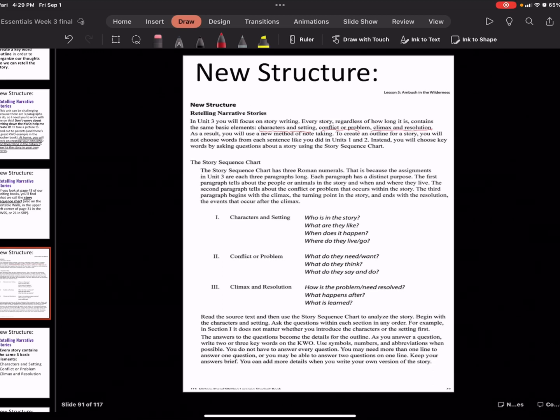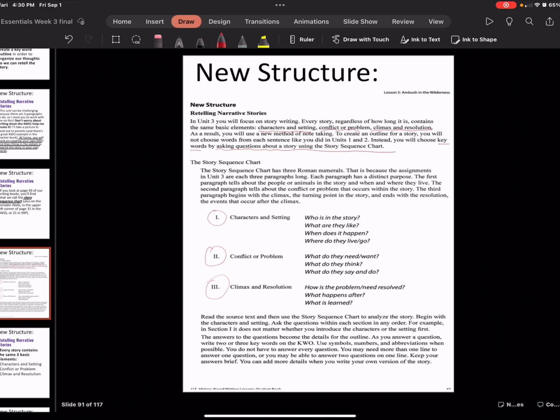As a result, you will use a new method of note-taking. To create an outline for a story, you will not choose words from each sentence like you did in Units 1 and 2. Instead, you will choose keywords by asking questions about a story using the story sequence chart. So here we have the story sequence chart below. The story sequence chart has 3 Roman numerals. 1, 2, 3. That is because the assignments in Unit 3 are each 3 paragraphs long.